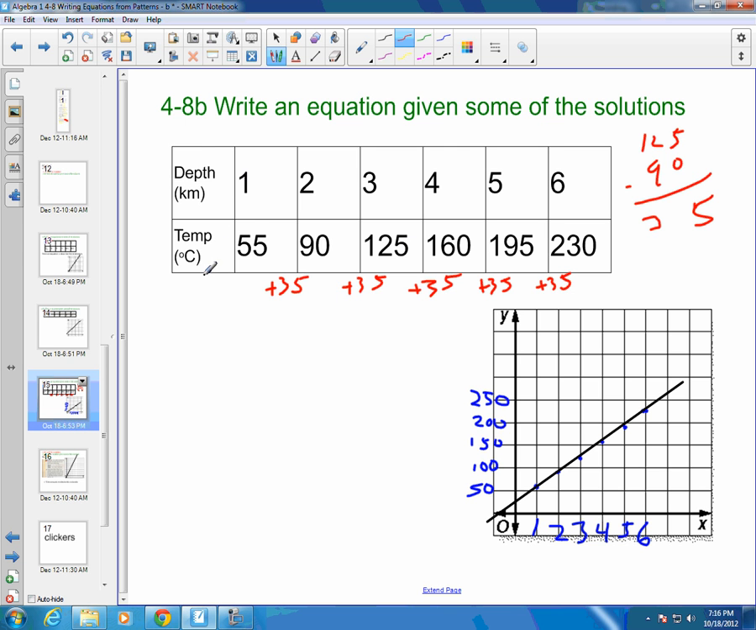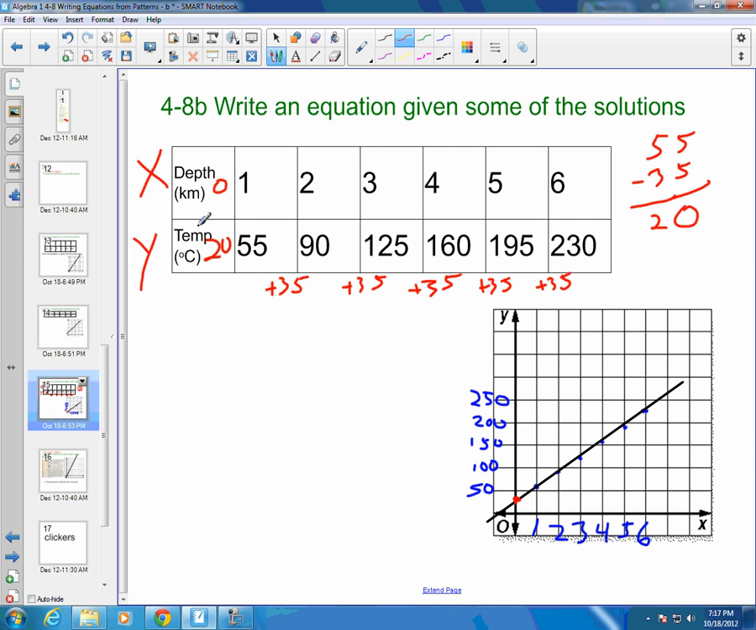The other thing I want to know is, what am I starting at? What value would be on my y-axis? Well, that value would be 0 for x whenever I'm on my y-axis. And what's going to be y? Well, if I added 35 here each time, then I'm going to subtract 35 to go back the other way. So 55 minus 35 is going to give me 20. So I'm going to say that that's probably going to be 20 there. Okay, so I'm saying that that point right there is going to be the point 0, 20.